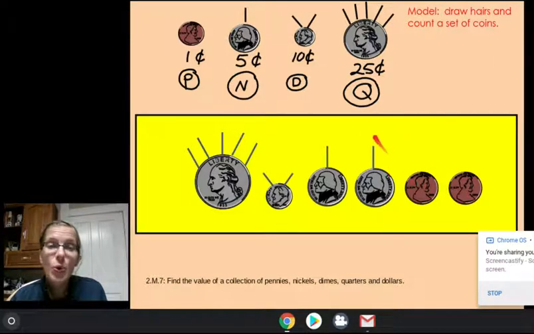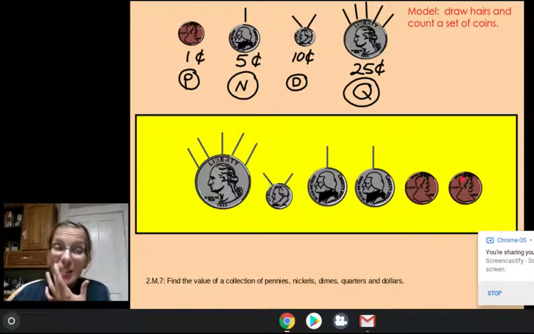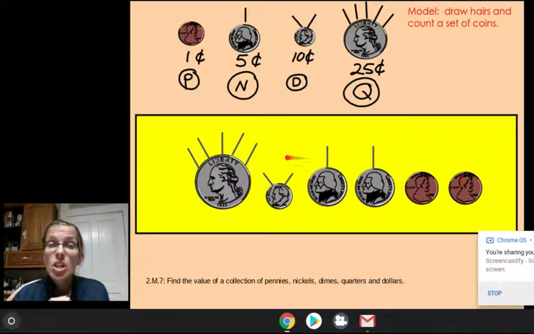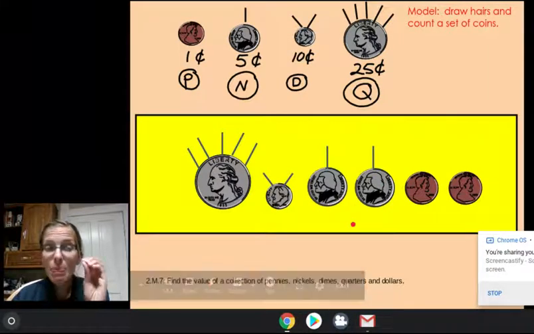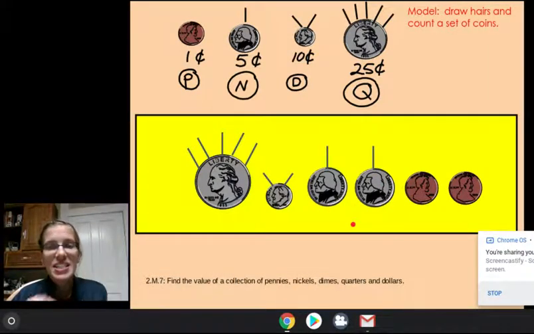And now to find my total, I'm going to go ahead and count my hairs by fives. So 5, 10, 15, 20, 25, 30, 35, 40, 45, 46, 47. I counted my pennies by 1 cent. They're worth 1 cent, so I counted them by 1. So I got the total of 47, and I would use my pencil tool on Pear Deck to write 47 cents.